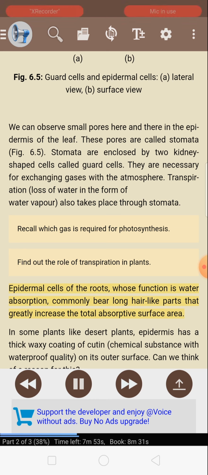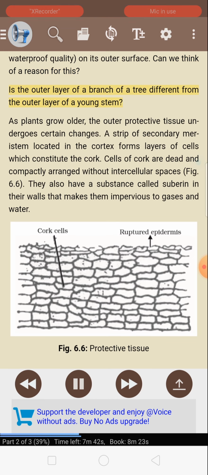Epidermal cells of the roots, whose function is water absorption, commonly bear long hair-like parts that greatly increase the total absorptive surface area. In some plants like desert plants, epidermis has a thick waxy coating of cutin, a chemical substance with waterproof quality, on its outer surface. Can we think of the reason for this? Is the outer layer of the branch of a tree different from the outer layer of a young stem?